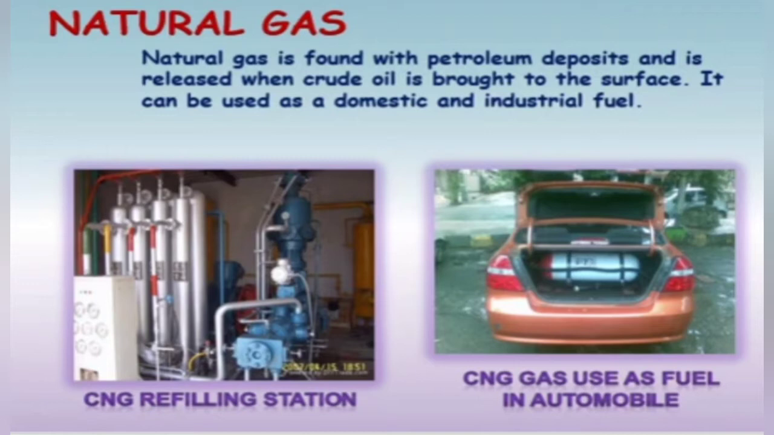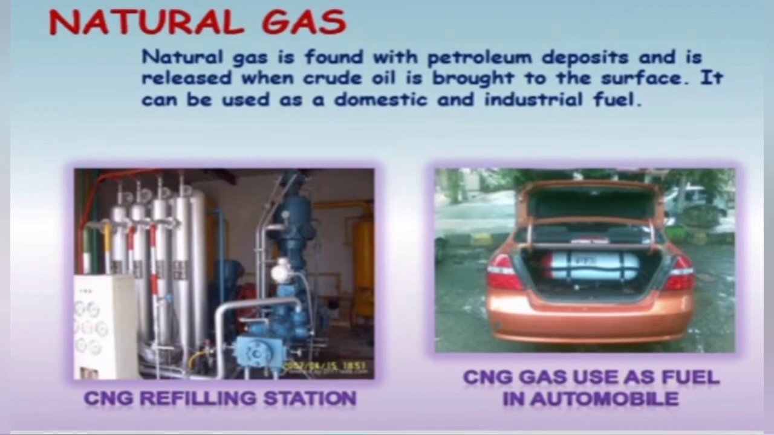It can be used as a domestic and industrial fuel. Russia, Norway, UK, and the Netherlands are the major producers of natural gas. In India, Jaisalmer, Krishna Godavari Delta, Tripura, and some areas offshore in Mumbai have natural gas resources.